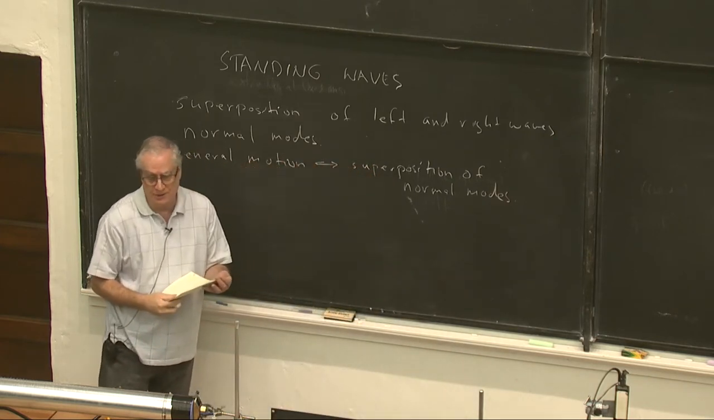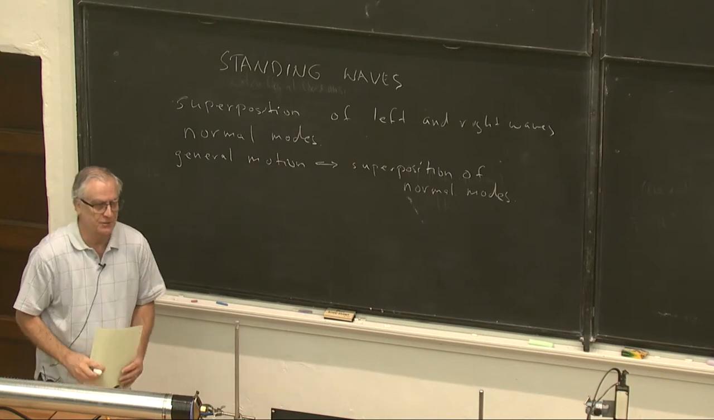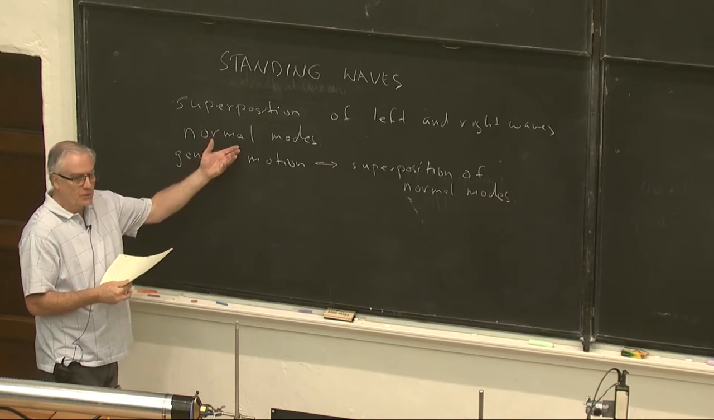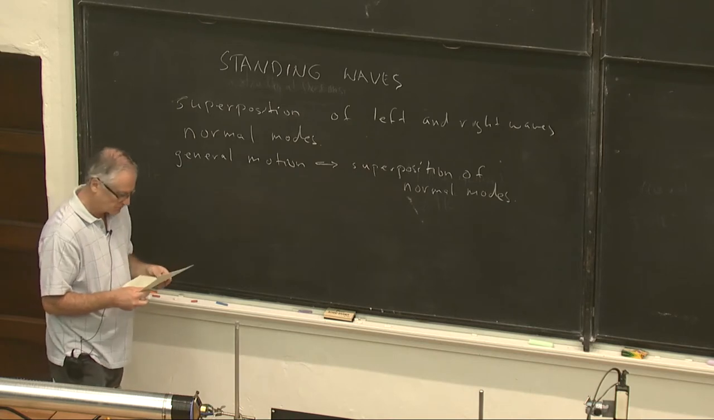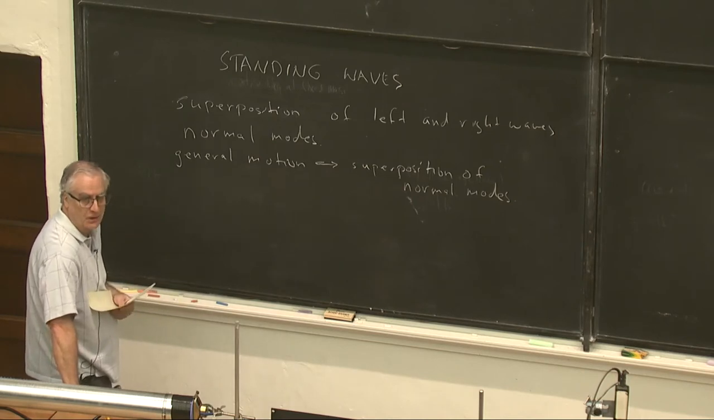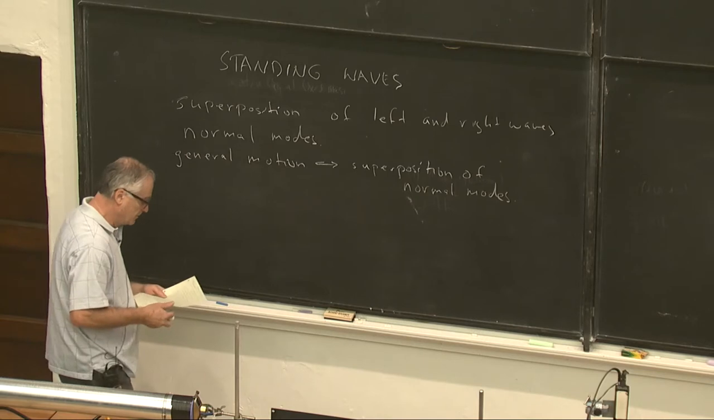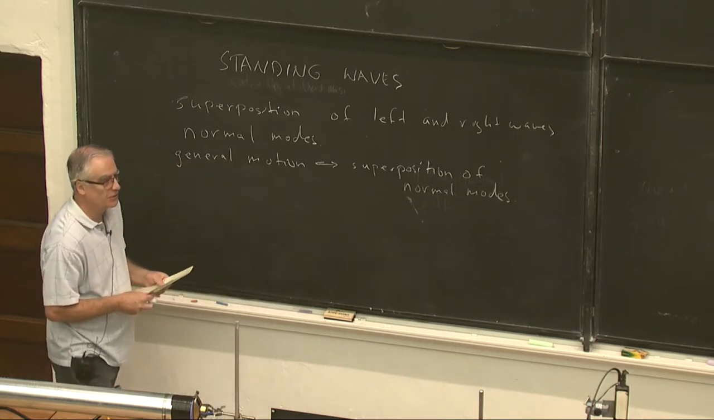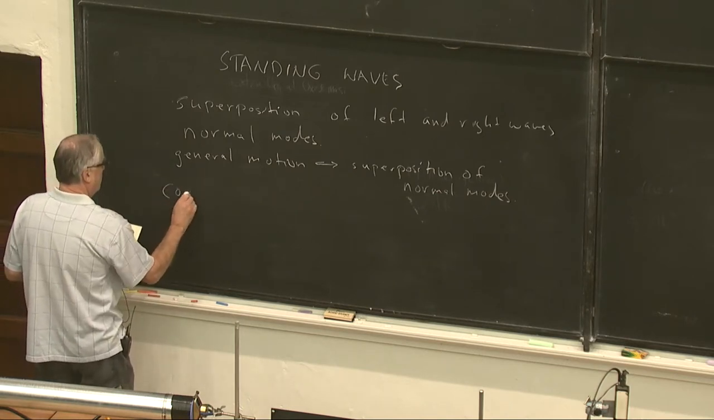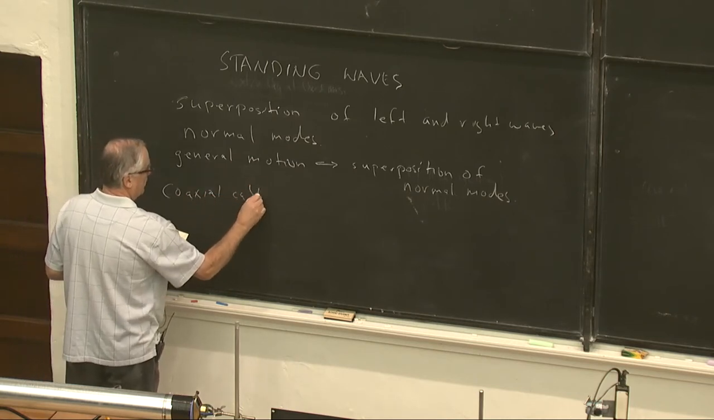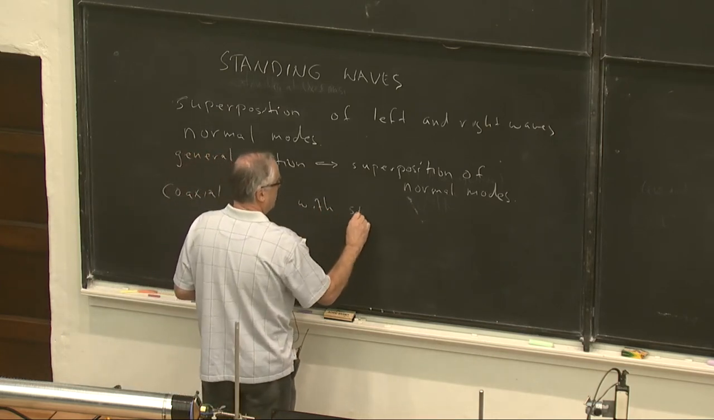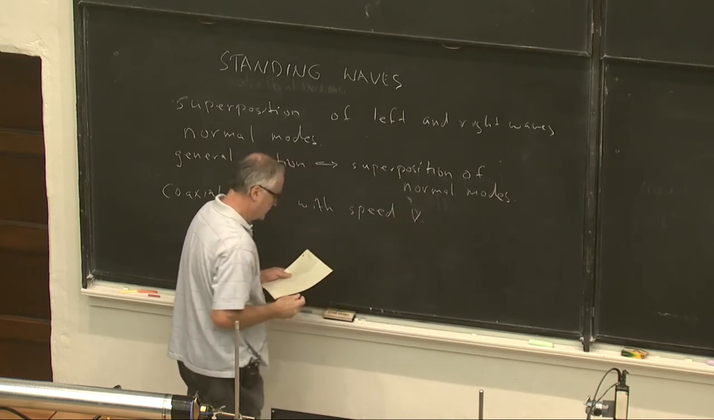So the idea is going to be that we can describe any particular state of our system, of our wave, as our fundamental normal modes adding together in some linear way. So the text does standing waves on a string, and we'll actually demonstrate that next time. Well, let's try a different analogous system. We've been looking at coaxial cables, so let's try that. So let's try a cable, we'll call it a coaxial cable, a transmission line, with some speed, which we'll call v.